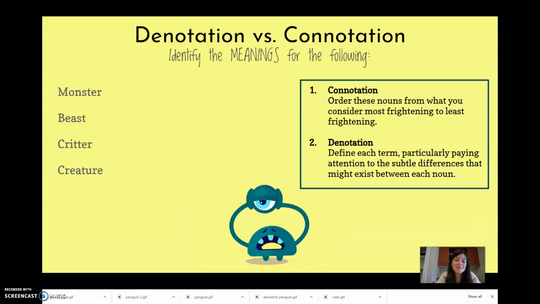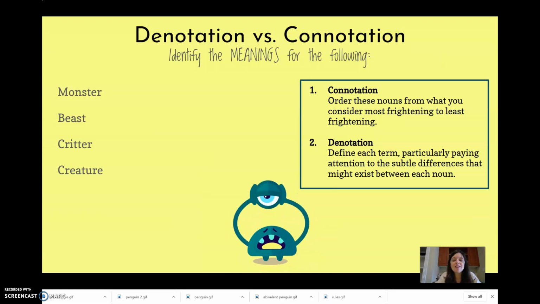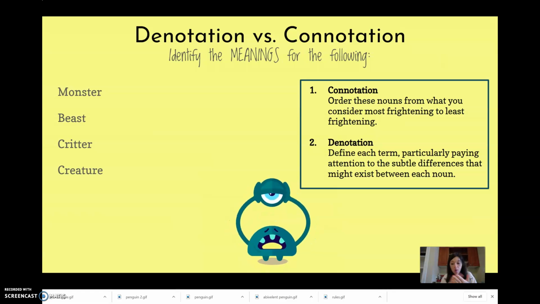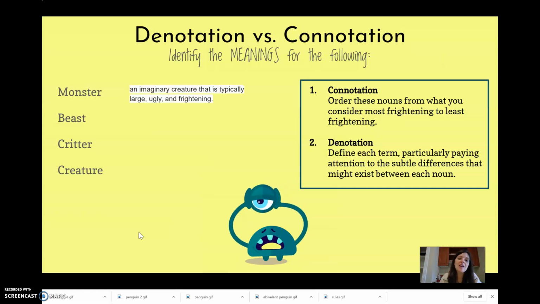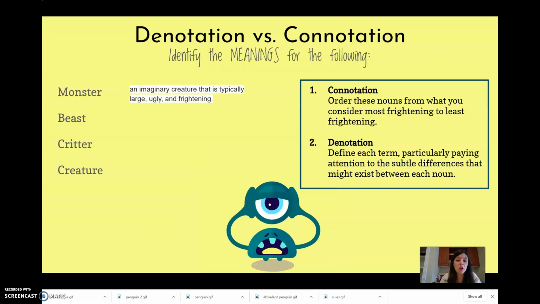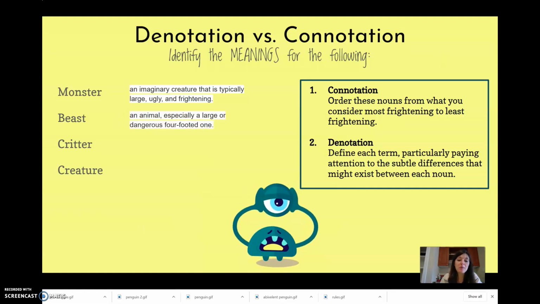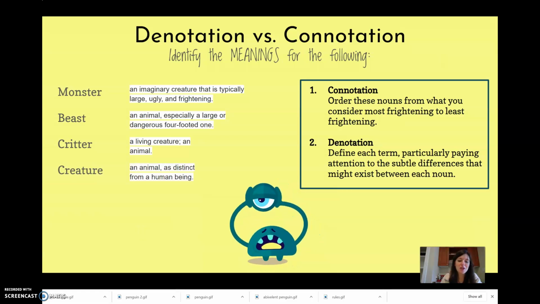What's not as complex is denotative meaning. So while connotative meaning has a lot of complex significance, denotative meaning is more direct. It's the dictionary definition. So if I went and started flipping through my dictionary and looked up these words, I would find that monster is defined as an imaginary creature that is typically large, ugly, and frightening. Oh, poor monster. Beast is an animal, especially a large or dangerous four-footed one. Critter is a living creature, an animal. And creature is an animal as distinct from being a human.